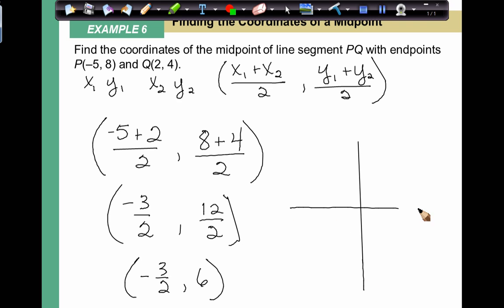If we graph it, we can see negative 5, 8, so 1, 2, 3, 4, 5, and 1, 2, 3, 4, 5, 6, 7, 8. This point is about right here. And then the second point is 2, 4, so 1, 2, and 1, 2, 3, 4. It's about right here. And if we plot this point, negative 3 halves is about negative 1 1/2, 6, 1, 2, 3, 4, 5, 6. It's about right here-ish. This would be the midpoint, halfway between the 2 points. Great.